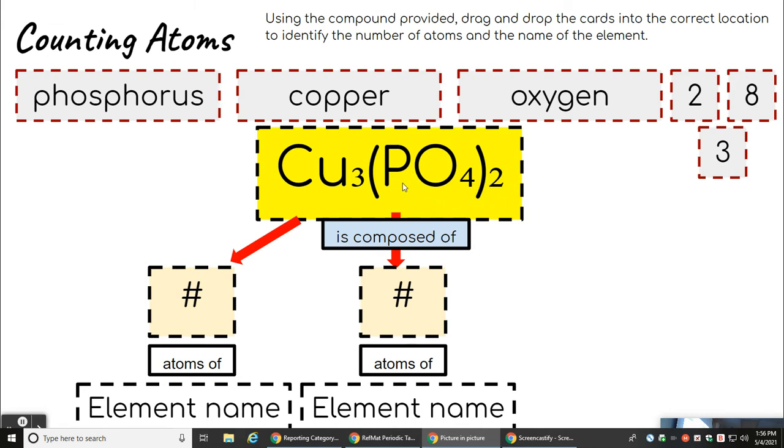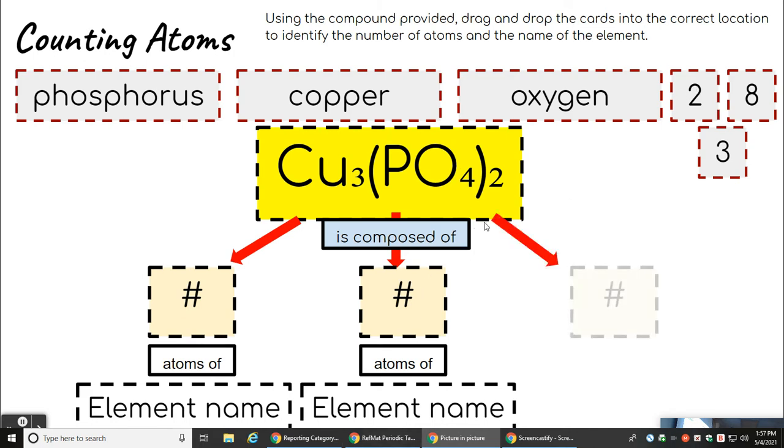So phosphorus does not have a subscript, but we still have to take the subscript outside the parentheses and multiply it by that one phosphorus atom. So 2 times 1 would give us 2 phosphorus atoms. So again, drag phosphorus here, take your 2 and drag it there.